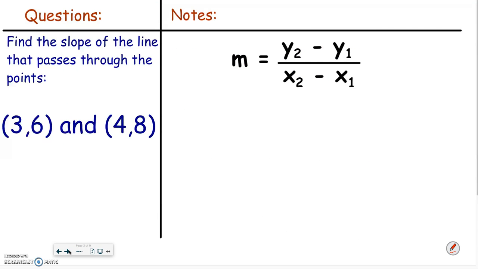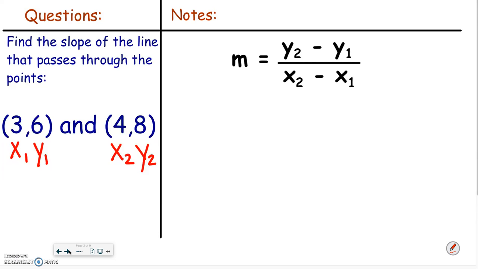All right, our first example says find the slope of the line that passes through the points 3, 6, and 4, 8. What I always recommend is that you label your ordered pairs first. We have 2 ordered pairs. They each have an x coordinate and a y coordinate. You can pick which ordered pair you want to be your number 1. I'm just going to label the one on the left with my 1s and the one on the right with my 2s. It's totally up to you how you want to do that labeling.